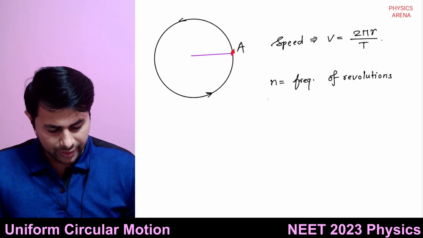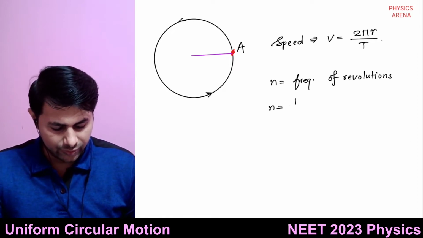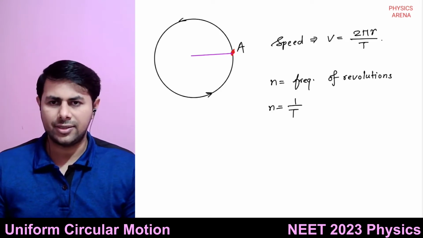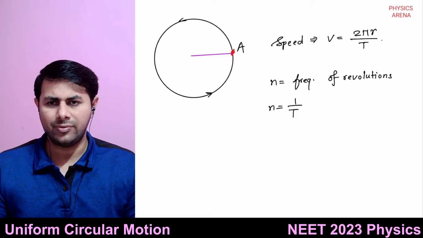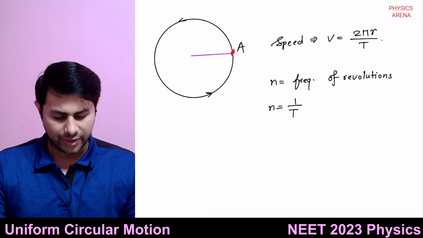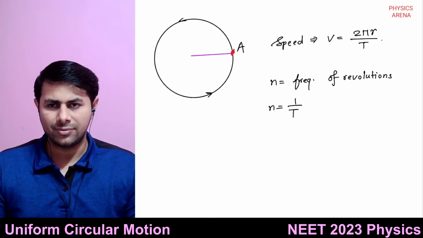Okay, then it is equal to 1 upon t. Can I say it's 1 upon t? It covers n revolutions in 1 second. Okay, so frequency is 1 upon t.